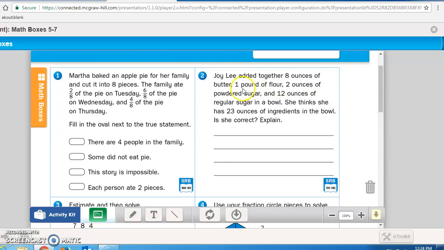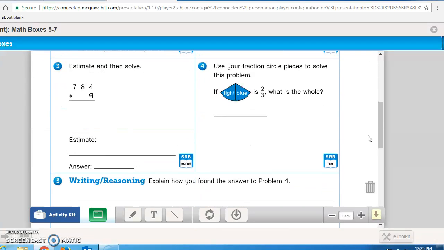If you don't know how many ounces are in a pound, turn to your SRB student reference books, page 191, 192, and complete this problem. Pause the recording now and do that, please. Math Box 3 is simply asking you to solve by multiplying the problem that's given, and then they want you to estimate it. You can estimate it to the 10 spot, which the 4 is telling you to leave that 8 alone, so this would round to 780.